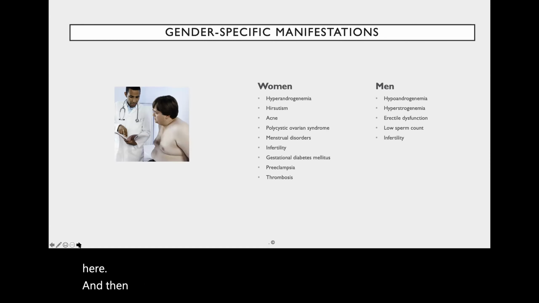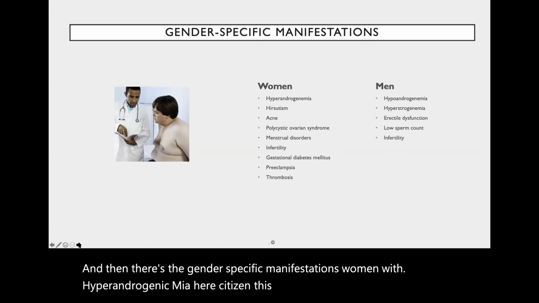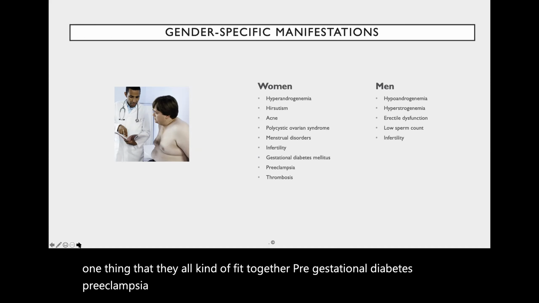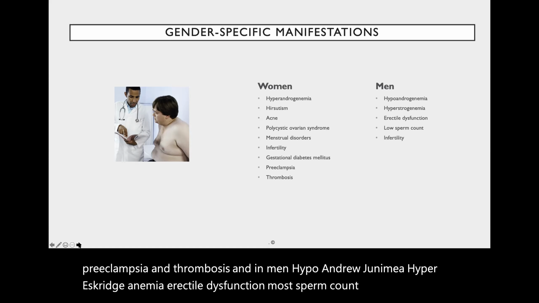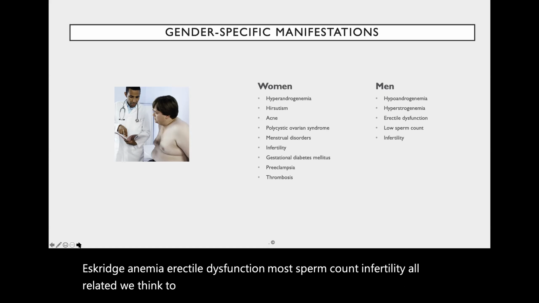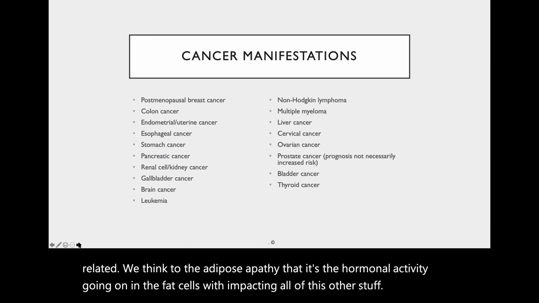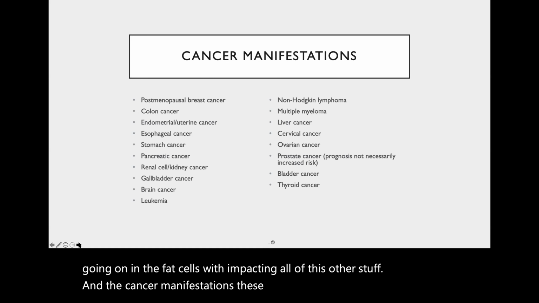And then there are the gender-specific manifestations. Women with hyperandrogenemia, hirsutism. This looks like PCOS. It's listed here as one thing, but they all kind of fit together. Pre-gestational diabetes, preeclampsia, and thrombosis. And in men, hypoandrogenemia, hyperestrogenemia, erectile dysfunction, low sperm count, and infertility. All related, we think, to the adiposopathy. That is the hormonal activity going on in the fat cells that's impacting all of this other stuff. And the cancer manifestations. These are cancers directly related to high BMI.